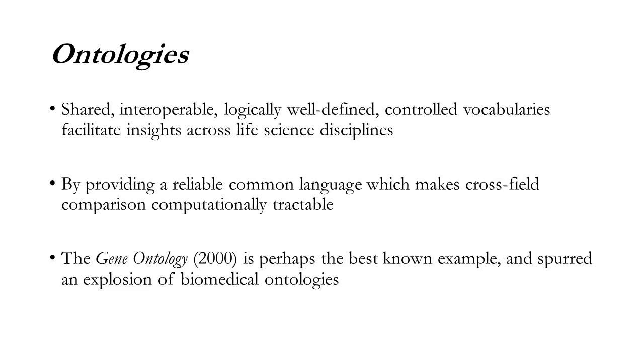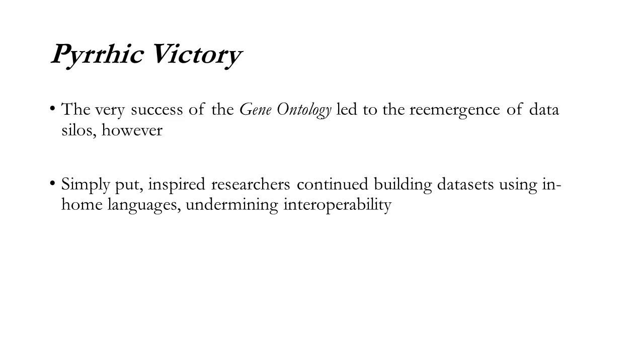The Gene Ontology is perhaps the best known example, and in 2000 it spurred an explosion of biomedical ontologies. The Gene Ontology, of course, codes a lot of different gene terms that people reuse again and again as a common language when talking about this content. You see it come up all over the place in life science journals, the Lancet, the New England Journal of Medicine. People use this stuff. But look, the very success of the Gene Ontology led to a problem, namely the reemergence of data silos, specifically in ontology circles.